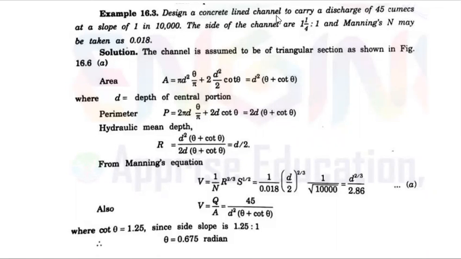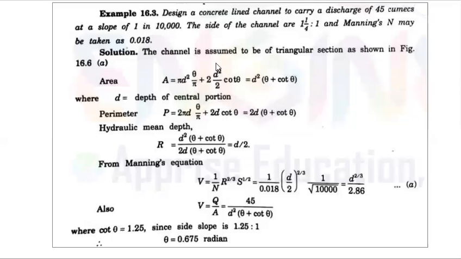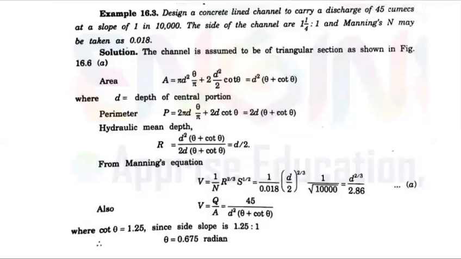Design a concrete lined channel to carry a discharge of 25 cubic meters per second at a slope of 1 in 10,000, the side slopes of the channel are 1 by 4 to 1, and Manning's n may be taken as 0.018. We know the formula, A is equal to pi d square theta by pi plus 2 d square by 2 cot theta. So that is d square into theta plus cot theta, right? And we also know the perimeter, P is equal to 2d theta plus cot theta, right?